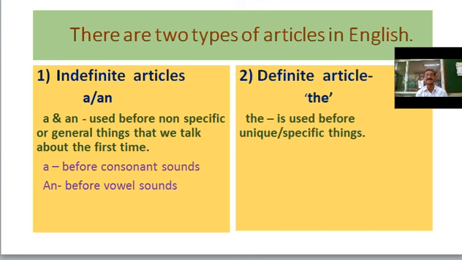There are two types of articles in English. First, indefinite articles, and second, definite article. A and an are indefinite articles. The is the definite article. A and an are used before non-specific or general things that we talk about for the first time. The is used before unique or specific things. A is used before a consonant sound and an is used before a vowel sound.